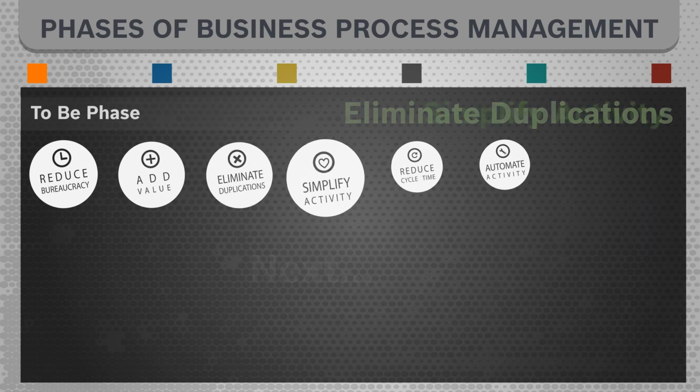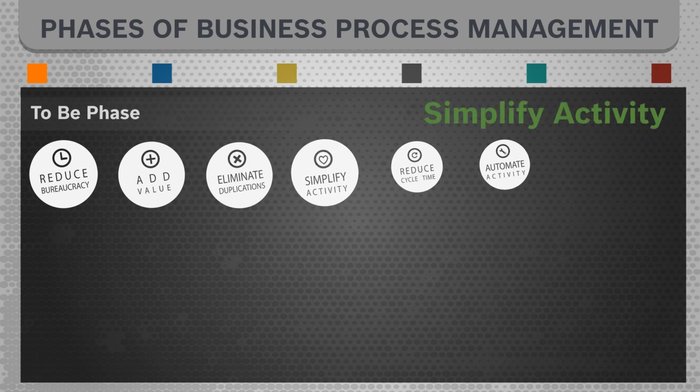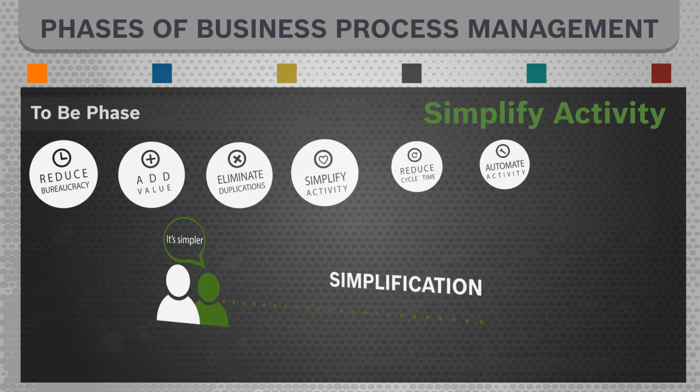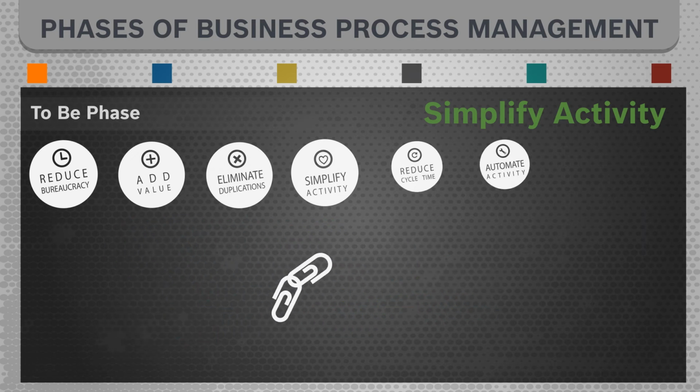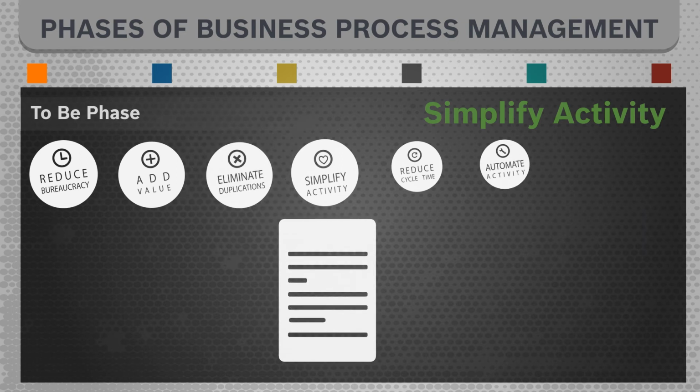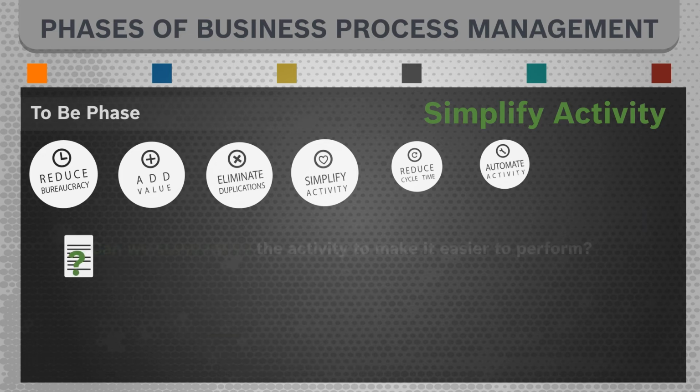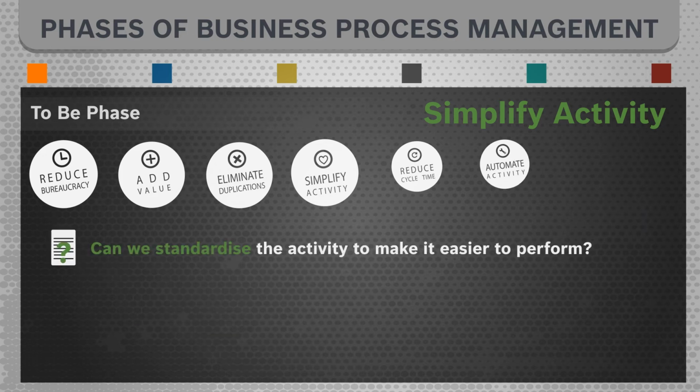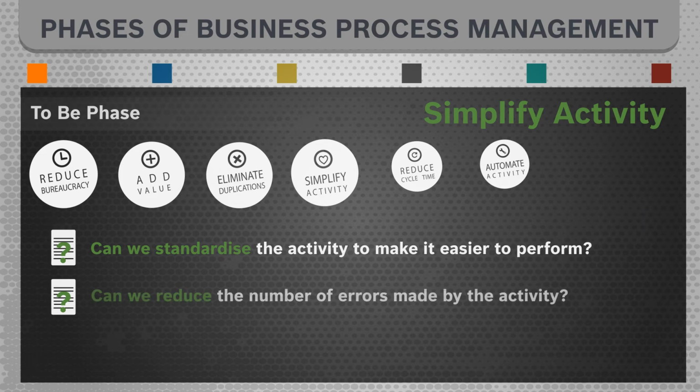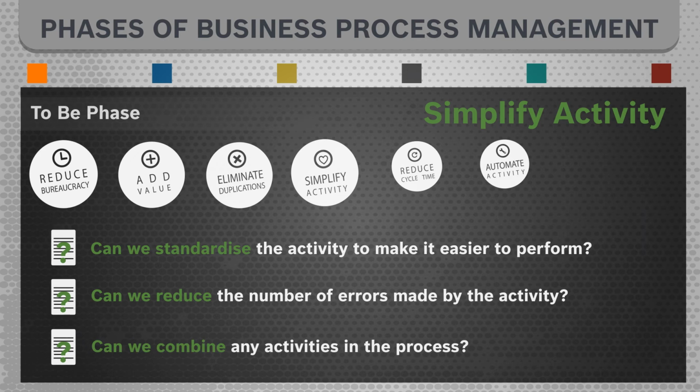Next is to simplify the activity. By carrying out the first 3 steps in the process improvement wheel, the process should be simpler than it was before. However, further simplification of activities and links between activities should be sought. Go through each activity in the model and ask the following questions. Can we standardize the activity to make it easier to perform? Can we reduce the number of errors made by the activity? And can we combine any activities in the process?